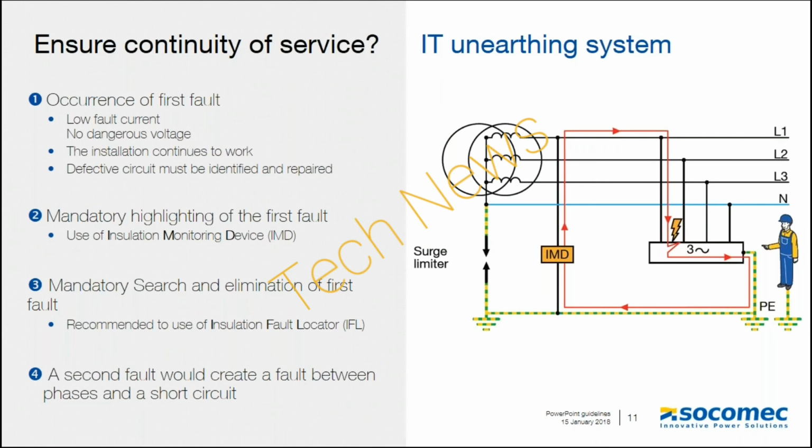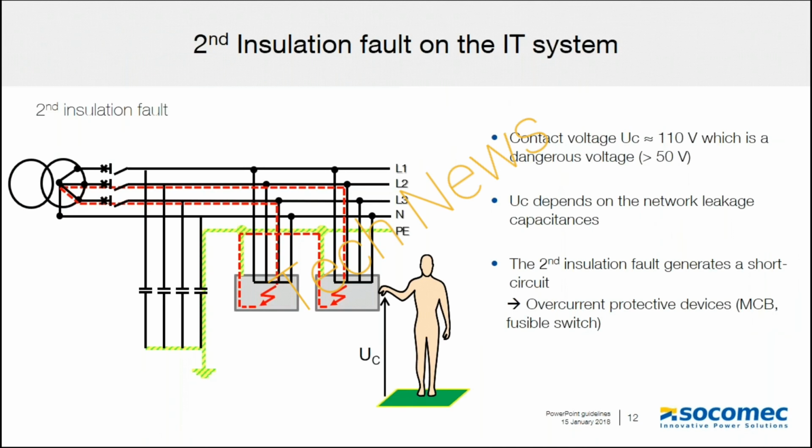The important point is that the faulty circuit must be identified and isolated to avoid a second failure, to avoid a second fault. And if a second fault were to occur, the fault current will complete its path back to the source. When this happens, the overcurrent protection will operate and there will be no more power to the affected equipment. Therefore, it is extremely important to act on the first fault.